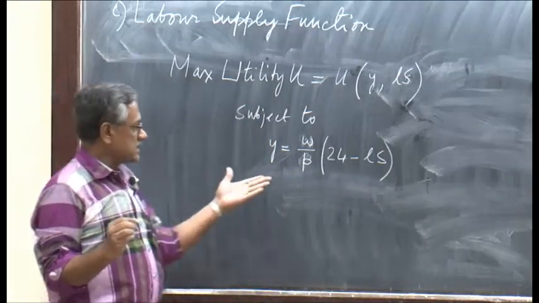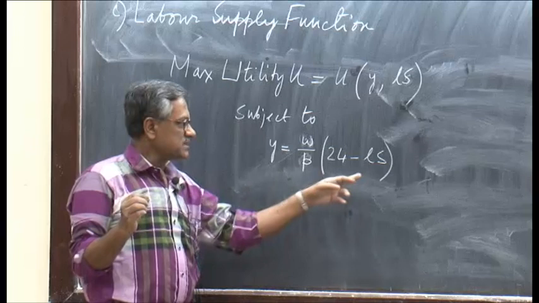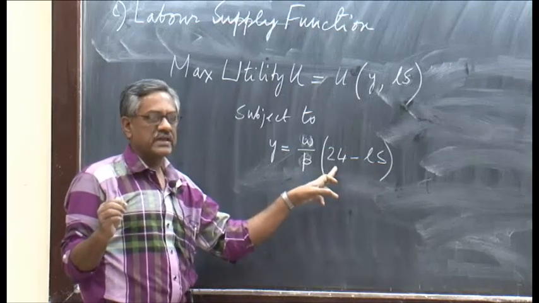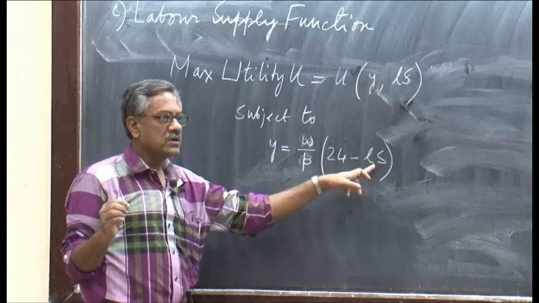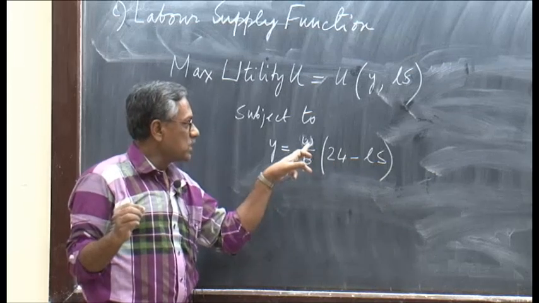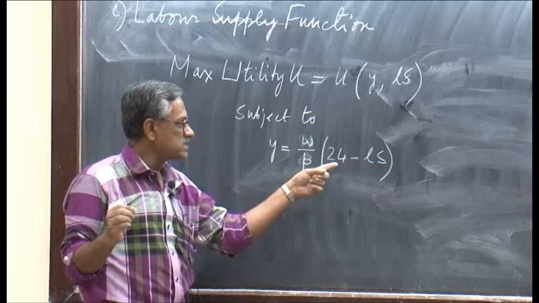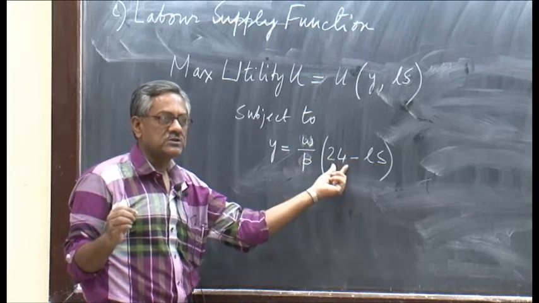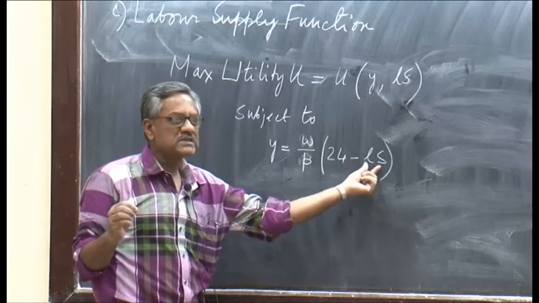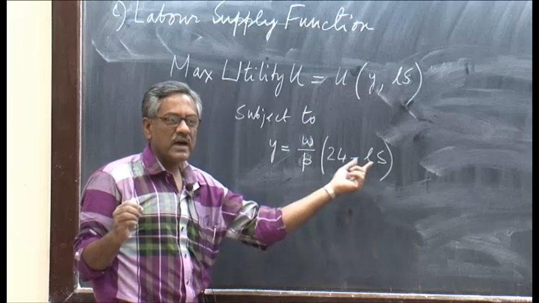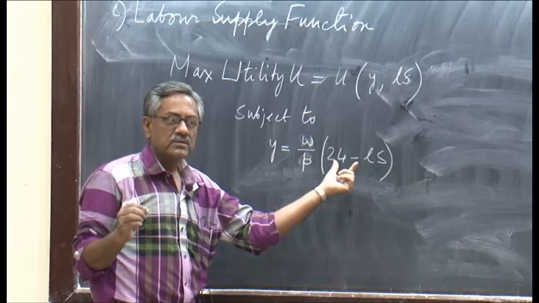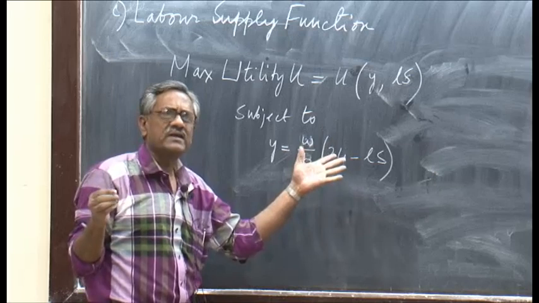So here is the budget constraint. LS is leisure. You have 24 hours a day. If you take leisure, per hour you earn W over P as the real wage, real income. So the total income depends on the number of hours you work. Suppose you work for 8 hours. That means 16 hours is leisure, 24 minus 8. The hours you don't work you do leisure and other activities.